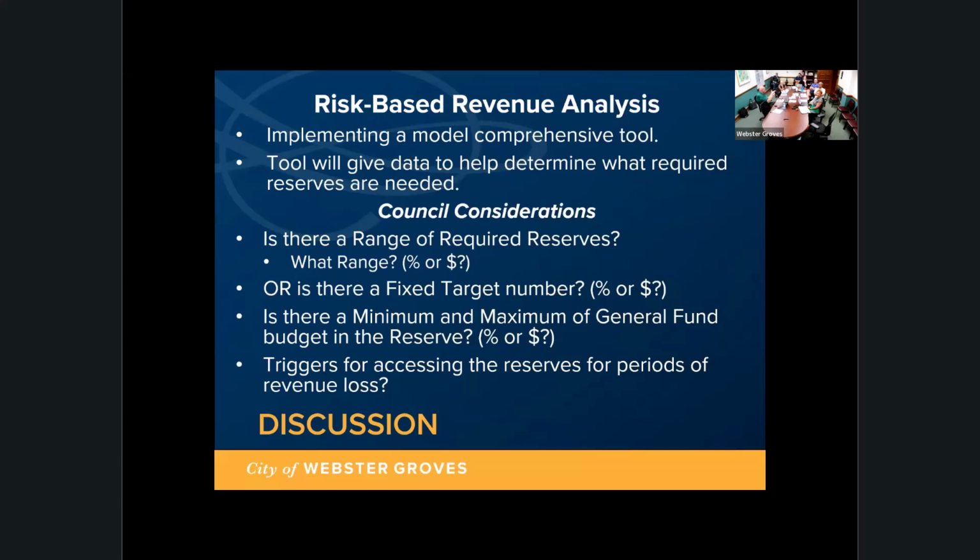If there is a range, what is that range? I've seen some places that are 8 to 14%. I've seen some places that literally are, our minimum floor is 10%, and we can take up to 80% of the budget. But the point is they've written it down. And people know then what that's for, right? If they've got a reason for why they want to hold it. Or a fixed target number, again, like our 50%.